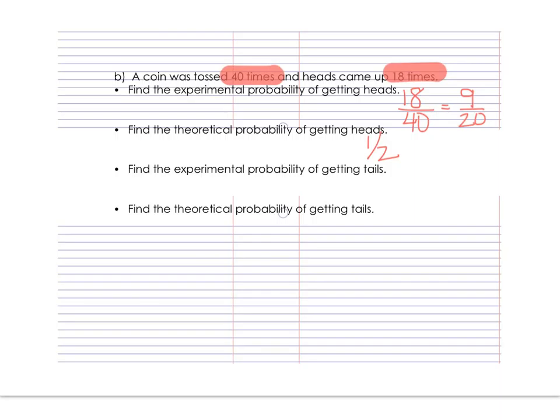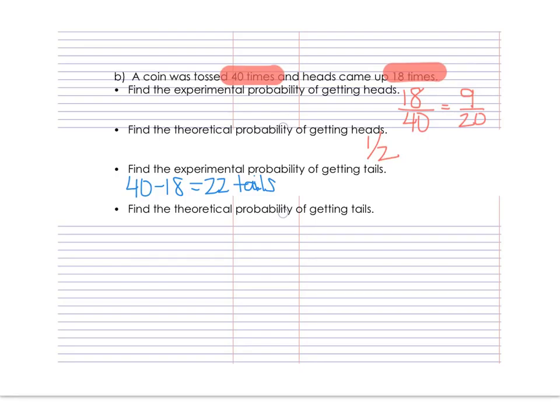Now let's find our experimental probability of getting tails. The problem doesn't tell us anything about how many tails we got, but can I figure it out? We know that a coin either lands heads or it lands tails. There's no other way that coin can land. So if it landed 40 total times, 18 of them were heads. If I subtract them, that means we had 22 tails.